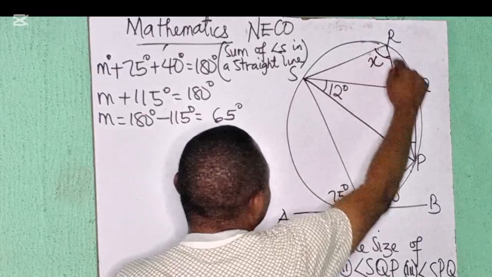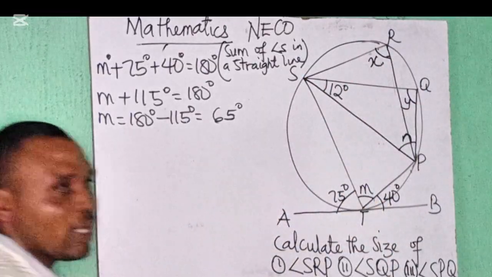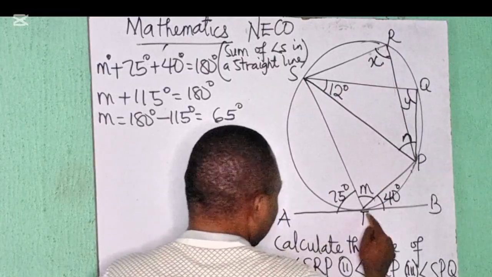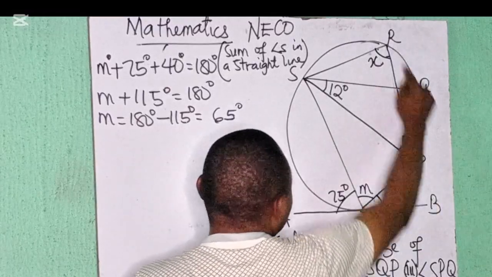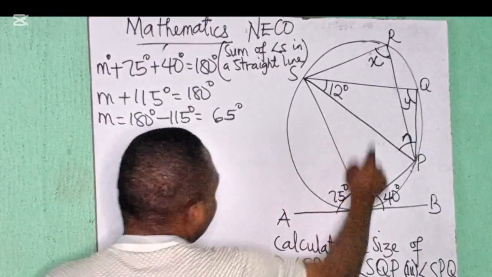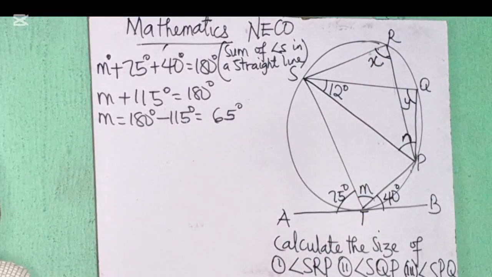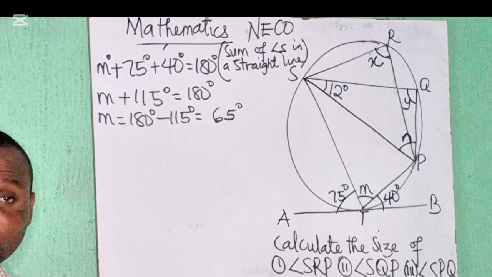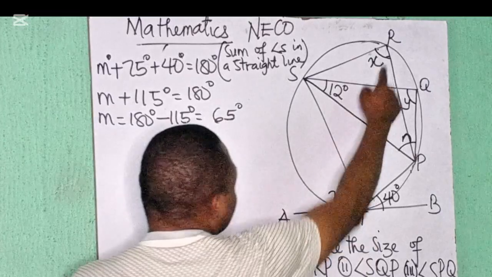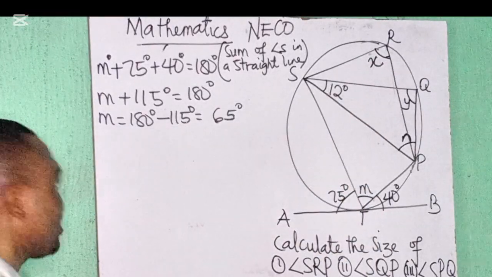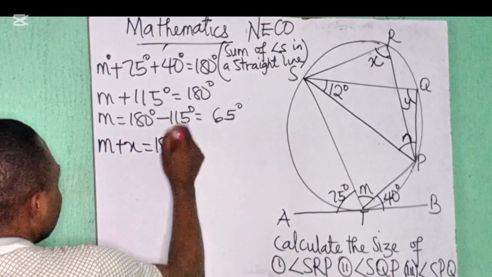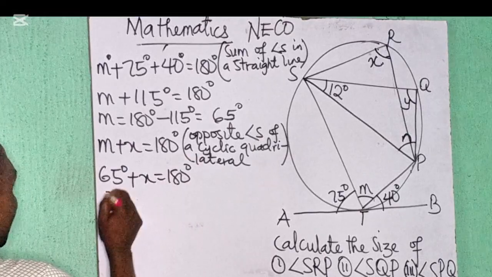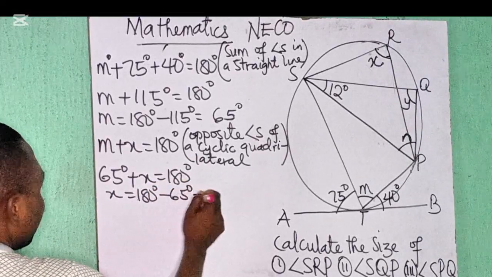Now look at the board. Let me consider this diagram here. Can you see my hand? This takes us back to the cyclic quadrilateral. In a cyclic quadrilateral, the 4 vertices are touching the circumference of the circle. Angle M and angle X are facing each other. Remember one of the theorems under circle geometry states that the opposite angles of a cyclic quadrilateral are supplementary, that means their addition is equal to 180 degrees. So M plus X equals 180 degrees. My M is 65, so 65 degrees plus X equals 180 degrees. X is 180 minus 65, and that gives us 115 degrees.